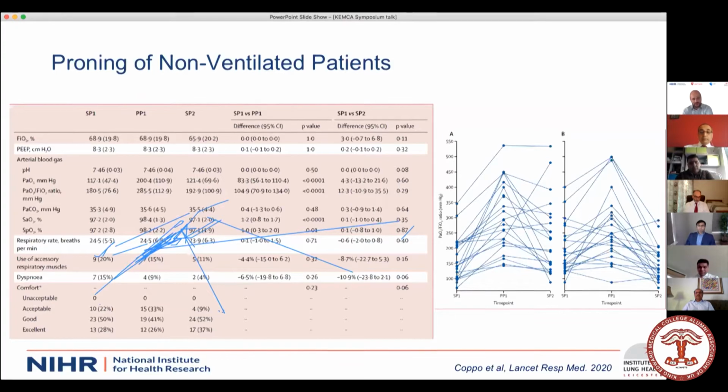You can obviously get a temporary effect with proning patients in the non-mechanically ventilated patients. Does it offer long-term benefit? I think that's where the next question is. Does it genuinely make a difference, or are we just improving the numbers?